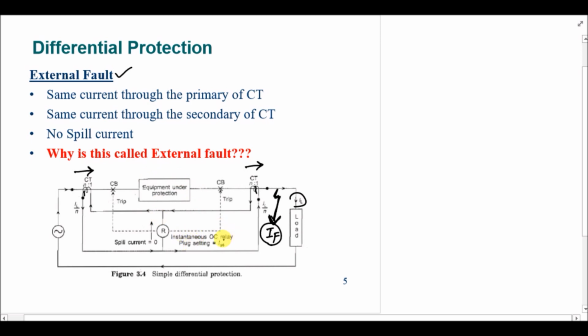So it should not operate, and it is evident from the figure as well, because the current that is flowing through this CT as well as this CT is the same. Yes, it is the fault current, but it is the same. The relay will not have any current flowing through it. So this is the external fault.